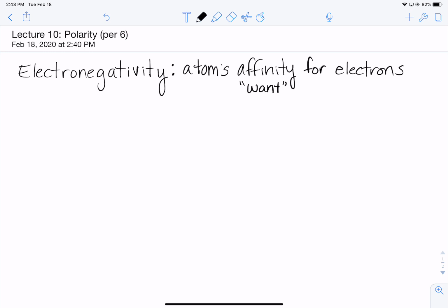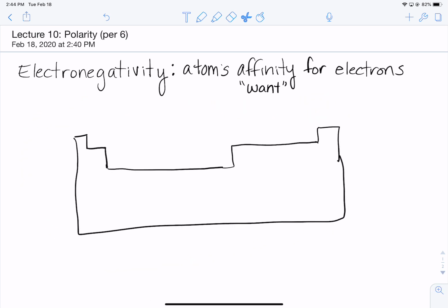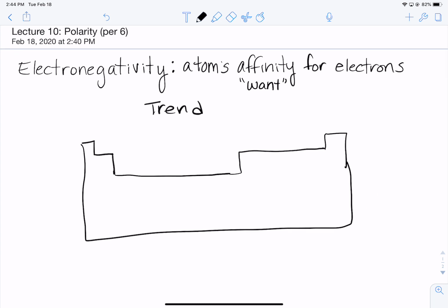So let's draw our little periodic table sketch like we've done before. Oh, I need to make a little space. Hold on. There we go. All right, so I am going to show you the trend for electronegativity. And let's look at fluorine and let's look at francium. So fluorine.